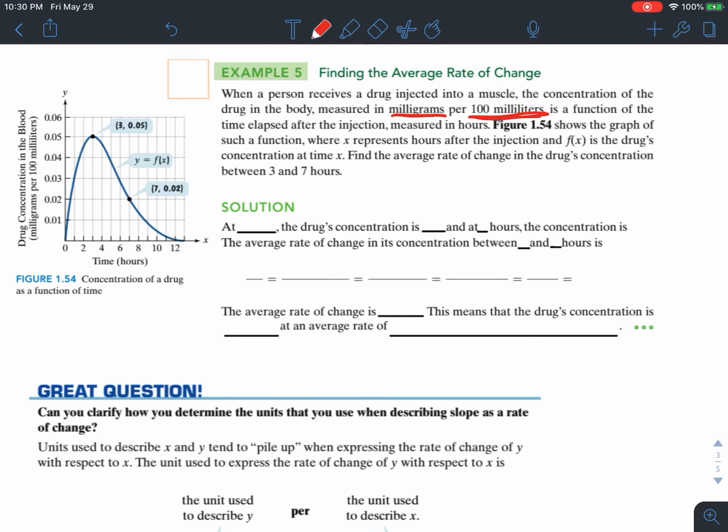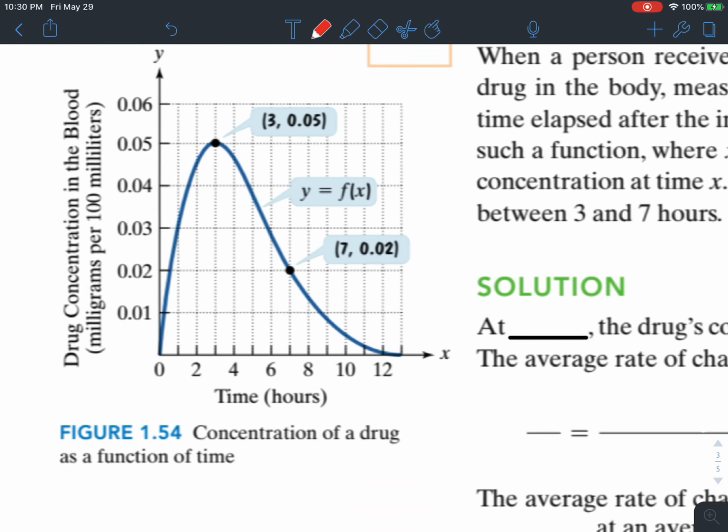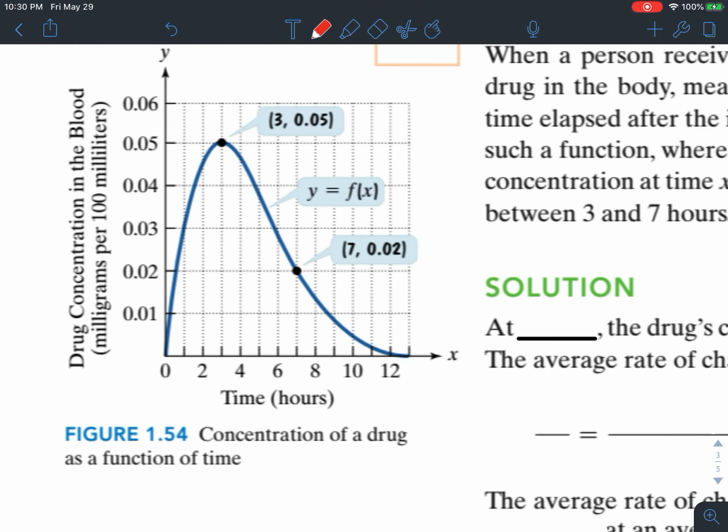Okay. So this is a function of the time elapsed after the injection, measured in hours. So here's the graph. This is what happens to the drug after it gets in your body. Here they're injecting it. And then as the drug gets in your body, one big shot, the concentration of the drug in your blood is going to increase probably pretty rapidly. The drug is traveling through your body, so it's building up the concentration. But there's got to be some limit to that, so that's what this is up here.